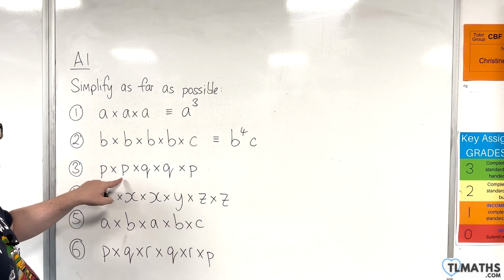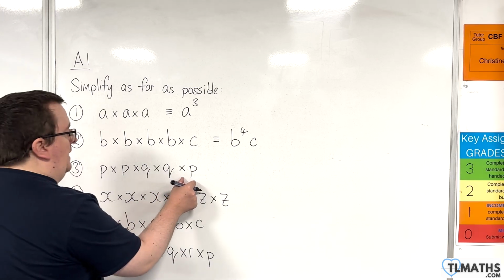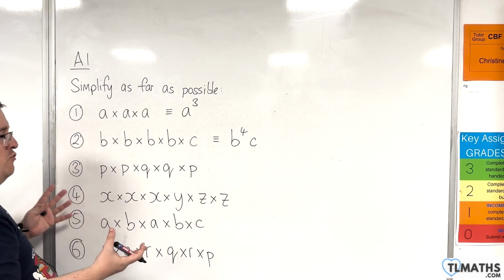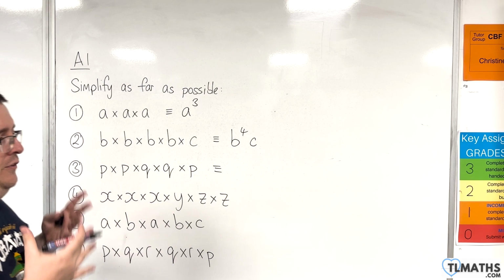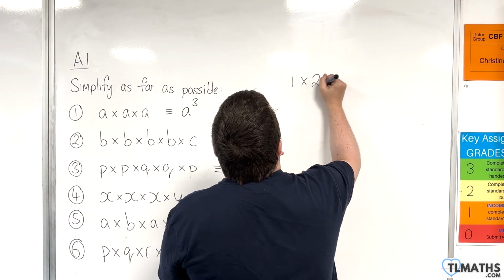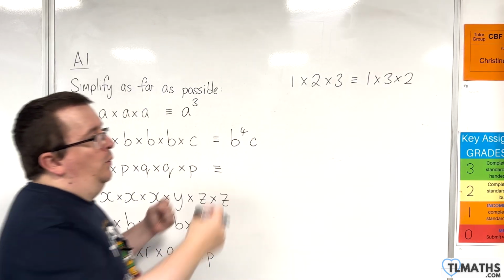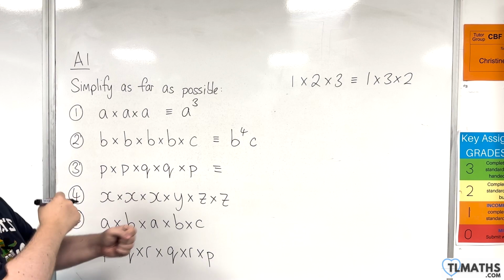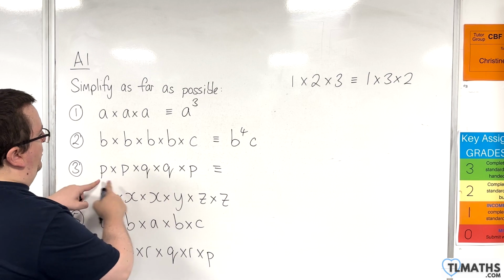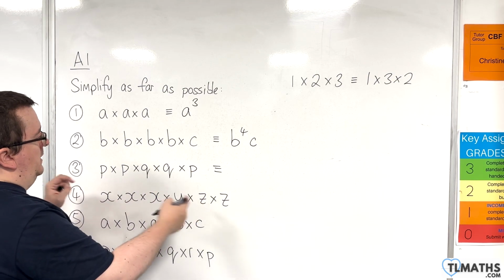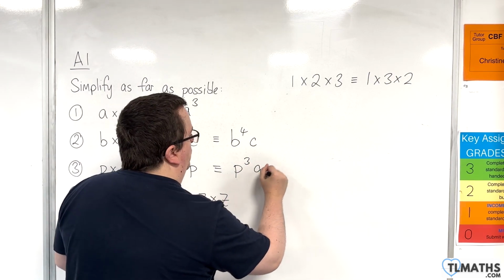Number 3, we have p times q times q times p. Now this p is out of order with the others, but we can still group it together. We have p times p times p, in exactly the same way as 1 times 2 times 3 is the same as 1 times 3 times 2. I can shuffle the letters around into any order I want when I'm just multiplying them all together. So this is the same as p times p times p times q times q. So I've got 3p, so p cubed, and I've got q times q, so q squared.